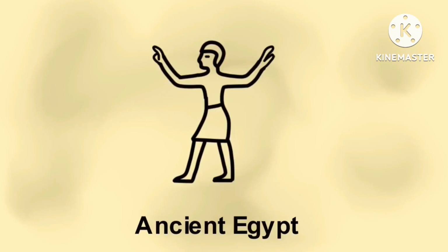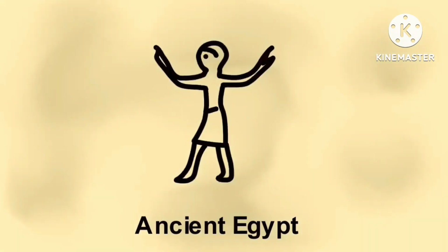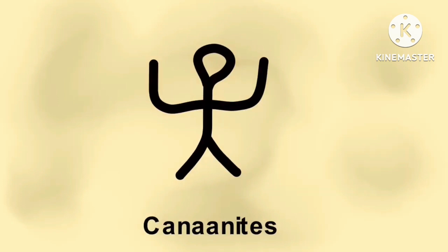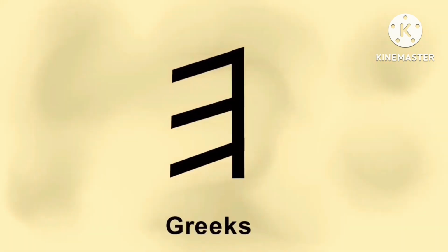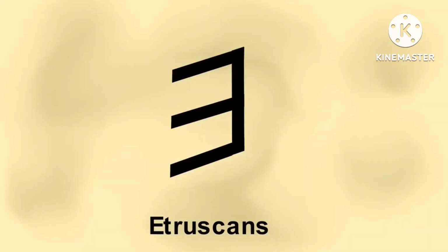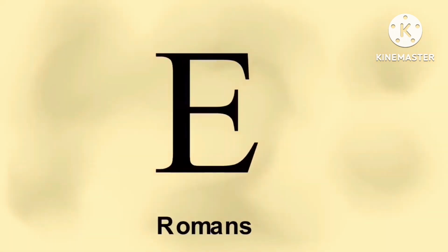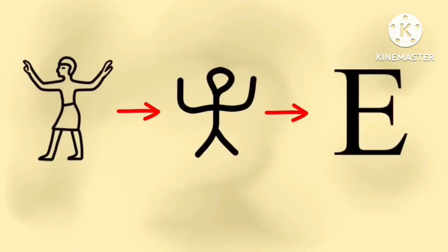This symbol is a man raising something, and this man lost all of his body except his arms. To the Canaanites, this symbol meant some expression like hey, but they pronounced it like how.